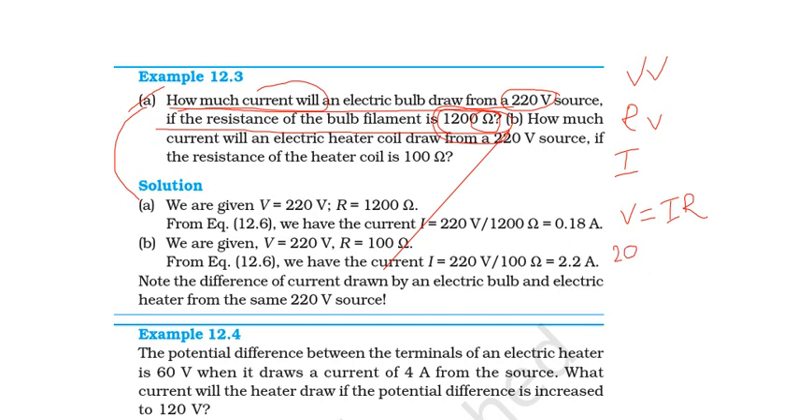So can I send this R to this side? Yes. Now 220 by how much? 1200. Two zeros cancel, so 1 by 6 is your answer. What is the 1 by 6 value? 0.18. 0.18 amperes. That is the I value. Yes or no? Yes, that is question number 1.